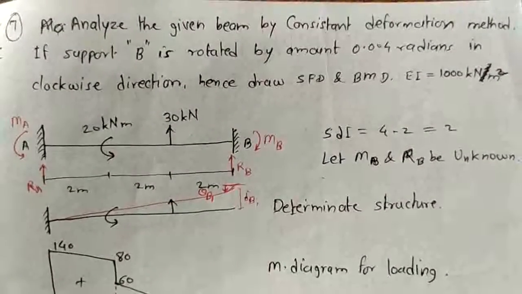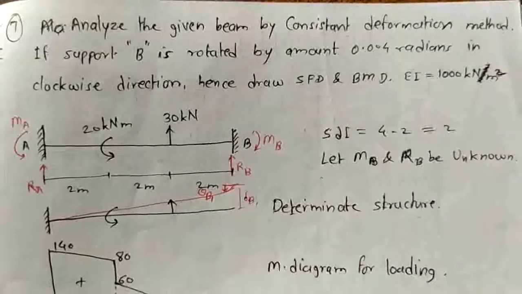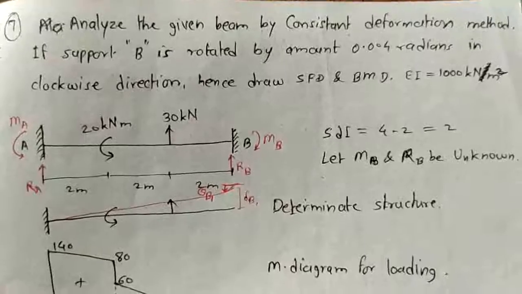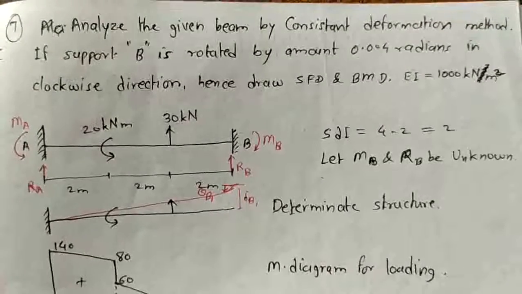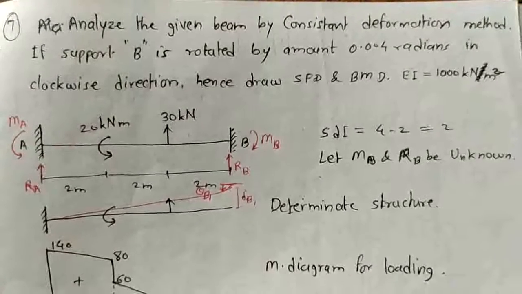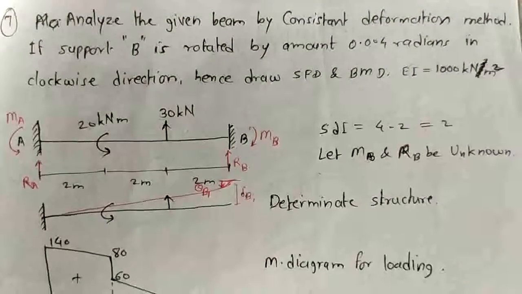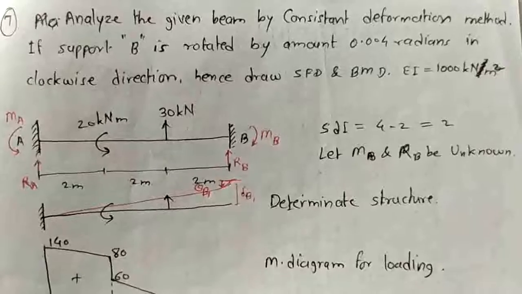Here we want to analyze a given beam by using the consistent deformation method. In this example, point B is rotated by an amount of 0.004 radians in the clockwise direction. So the first step is to find out the HDI of the structure.